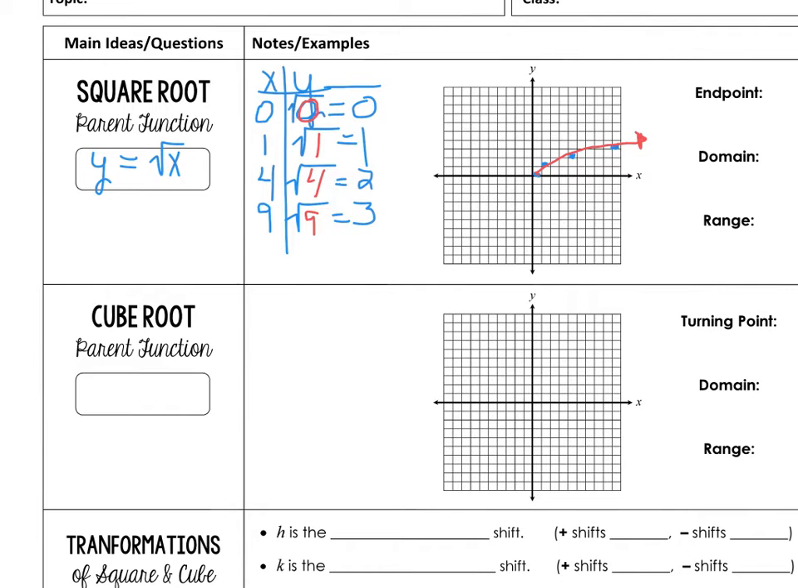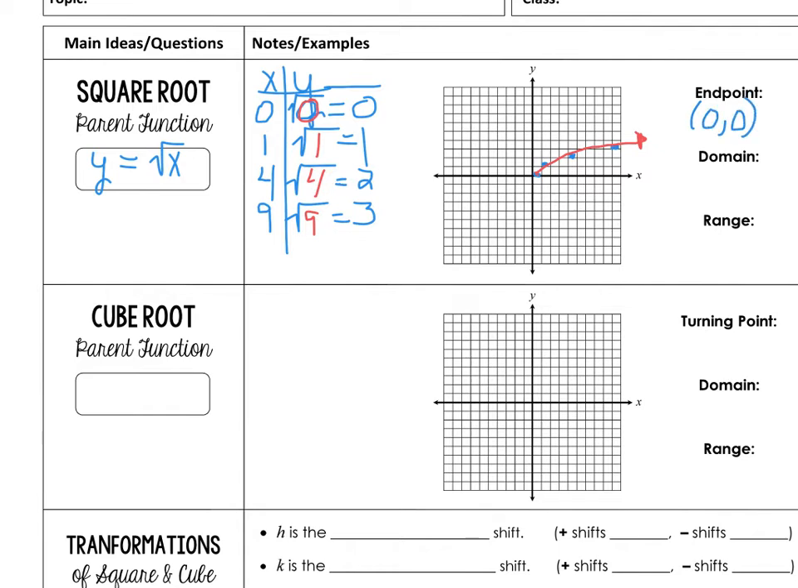So let's talk about a couple of things. Square root functions have an endpoint. We start here and it continues infinitely to the right and up. So we really need to know what that endpoint is. It's a vitally important part of our graph. And whenever we translate the graph up, down, right, or left, we need to know where that endpoint is so we know where to start. So for our purposes here, our endpoint is 0, 0, the origin.